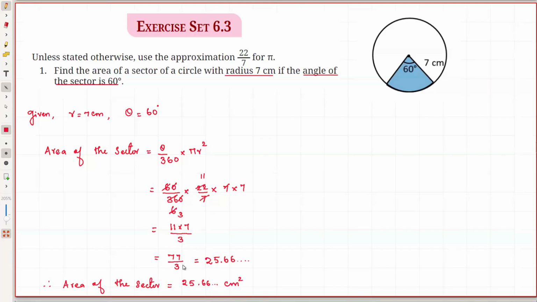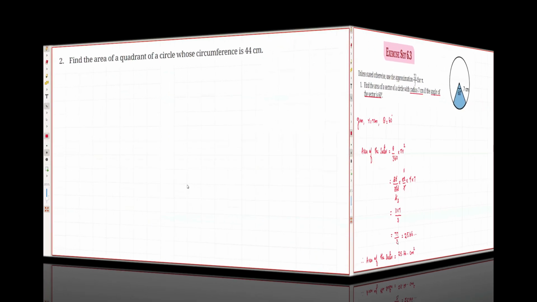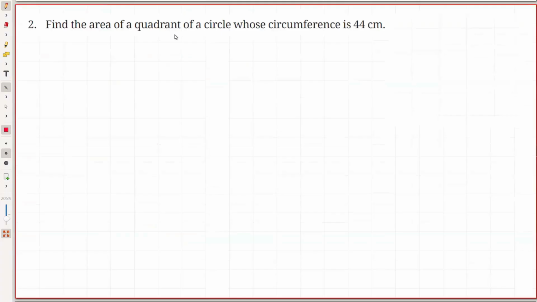Okay, so we're just applying the formula, substituting the value, and then simplifying it. So question number 2: find the area of the quadrant of a circle whose circumference is 44 centimeter. Quadrant means it's forming 90 degree, so a quarter of the circle whose circumference is given, 44 centimeter.